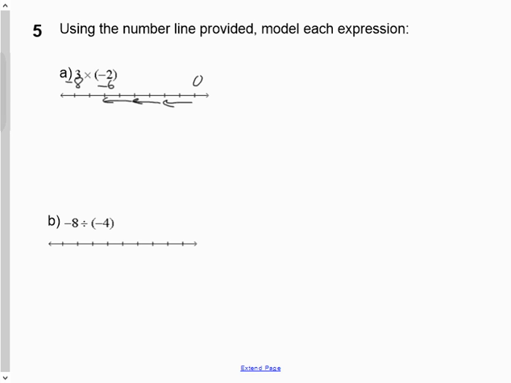In the next one, I have negative 8. So I'm going to take 0 and negative 8 here. And I'm going to divide it into groups of negative 4. So 1, 2, 3, 4. There's one group. 1, 2, 3, 4. There's another group. How many groups did I create when I divided negative 8 into groups of negative 4? I created two groups, or positive 2. Right? This is a negative 6.